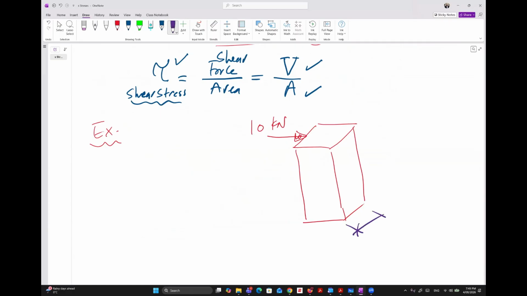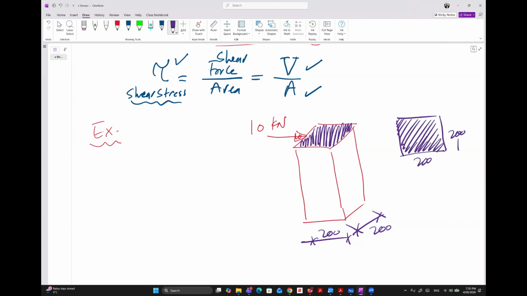So if we have a square, 200 by 200. So what is the cross section in this case? Do you know? Square or what? Square. So square 200 millimeter by 200 millimeter. Okay. So if I ask you, what is the stress type first? Second is how much is the stress?